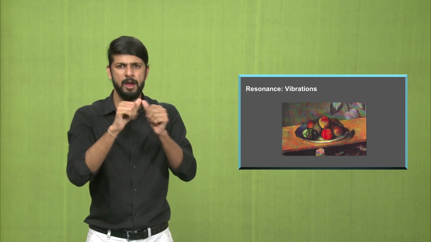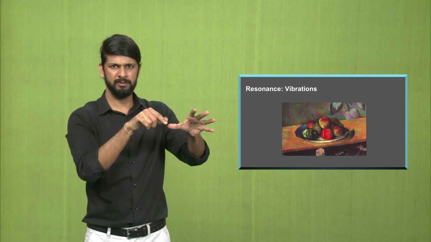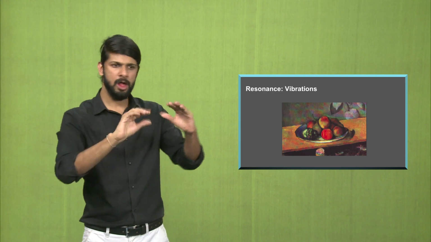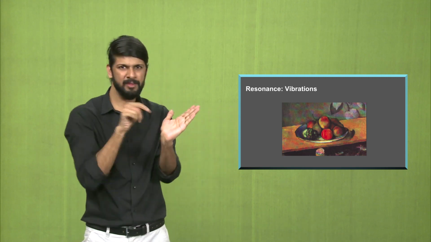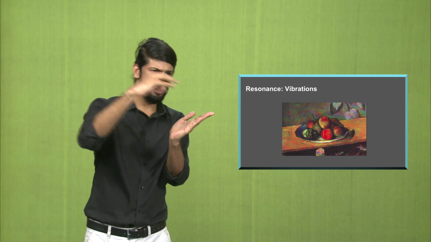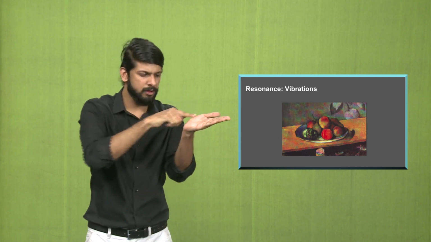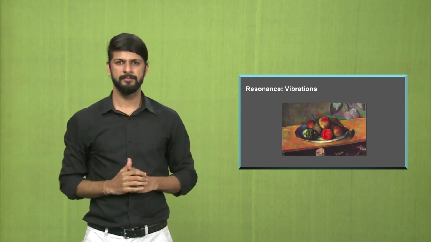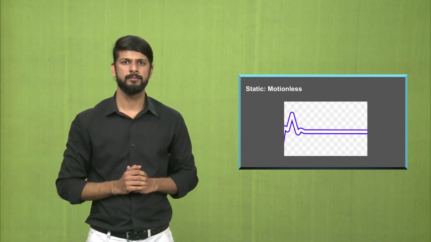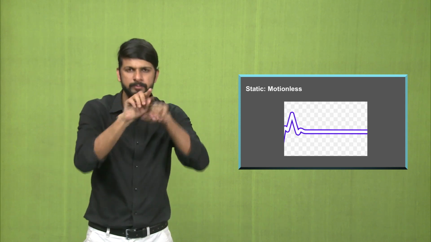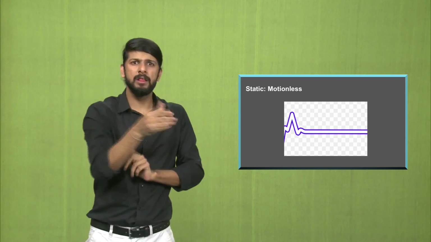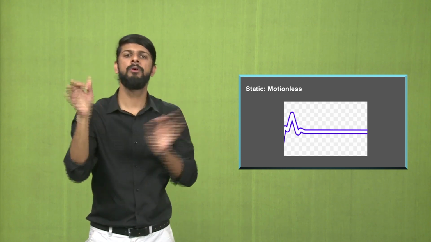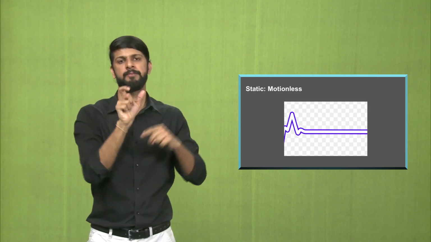Resonance is a kind of help. According to this painting, you see the fruits are kept on a plate which is blue in color. The color blue actually helps the fruits to resonate or vibrate, that is glow. Static actually means motionless. So, if you have a tree where there is no air, it is motionless or static.